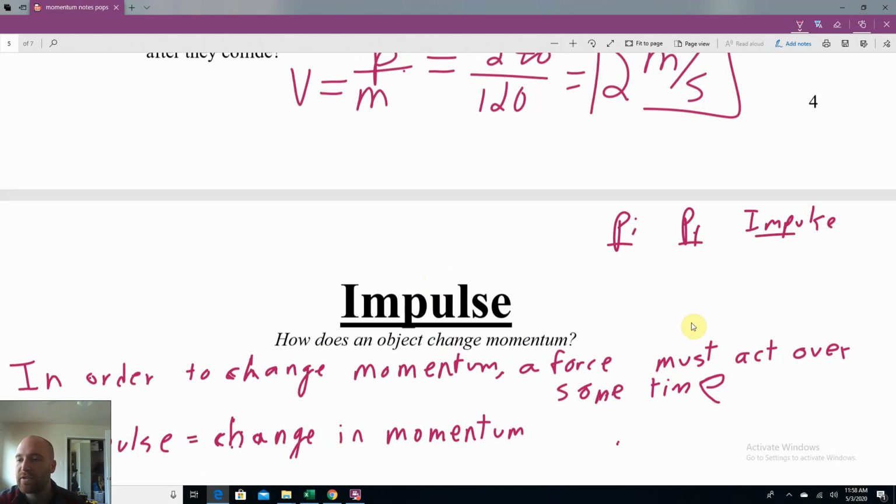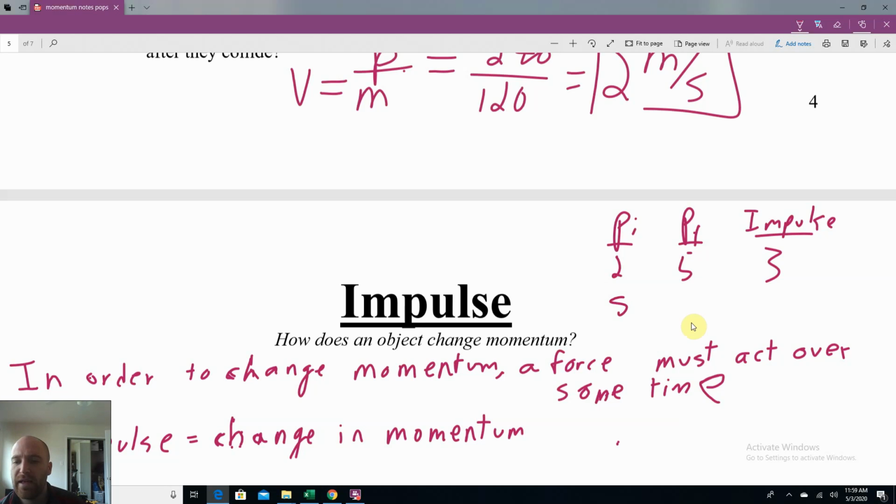So let's say you have a starting momentum of 2. The object's moving already. It's got a momentum of 2 kilogram meters per second. And then you speed it up so that it now has a momentum of 5. Impulse means the change in momentum. How much did it change by? Well, if you went from 2 to 5, what did you change by? We always calculate change by subtracting. 5 minus 2 gives you a change of 3.